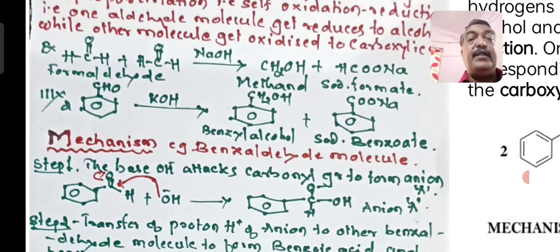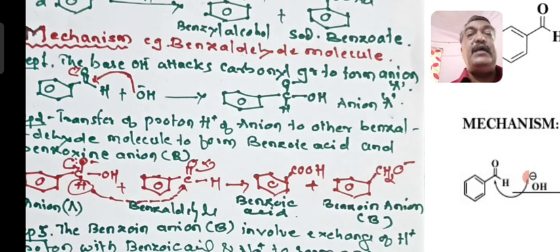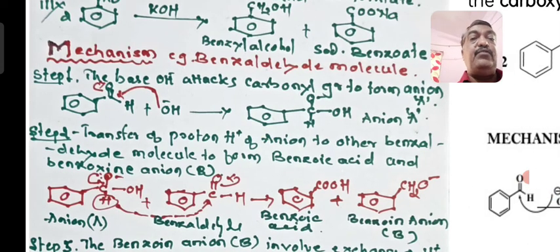Sodium benzoate. In this particular reaction, what happens is the nucleophile OH minus generated by ionization of KOH attacks the positive side of the benzaldehyde carbon, making anion A. Okay, so this is the first step. I repeat again, the OH minus, the nucleophile generated by ionization of NaOH, attacks the carbon of one benzaldehyde molecule and makes the anion of the corresponding benzaldehyde.